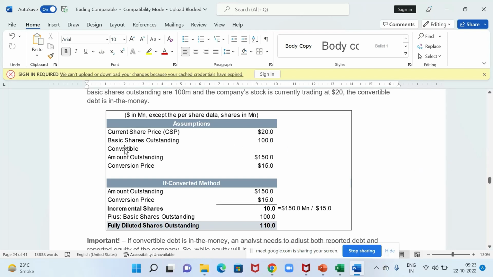Current share price is 20. Basic shares outstanding is 100. Amount outstanding, which is the convertible principal, is 150. Conversion price is 15. So amount outstanding divided by conversion price gives me the number of incremental shares, which is 10. So if I convert this 150 into equity, 150 divided by 15 is a total of 10 million equity shares. Basic outstanding 100 and diluted 110. We'll not apply treasury method over here, as you have already received those funds.